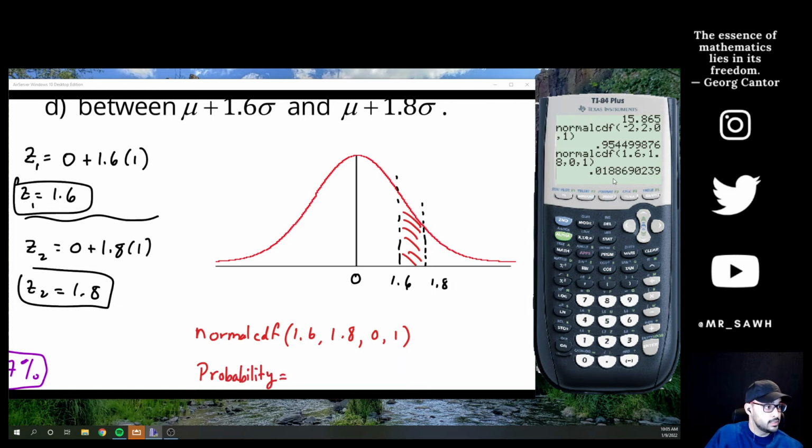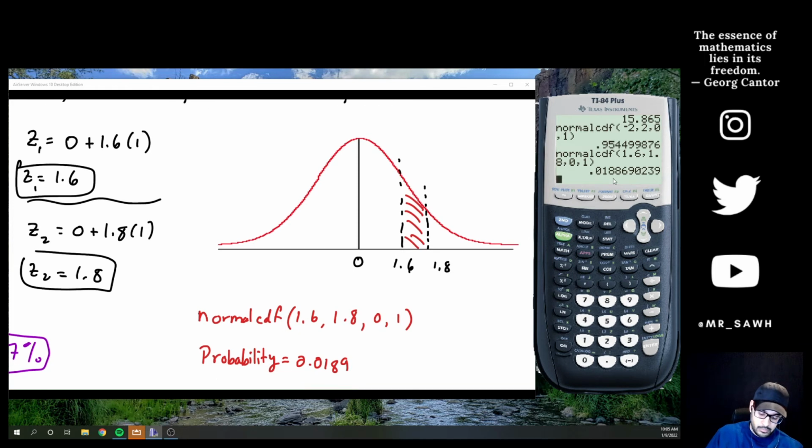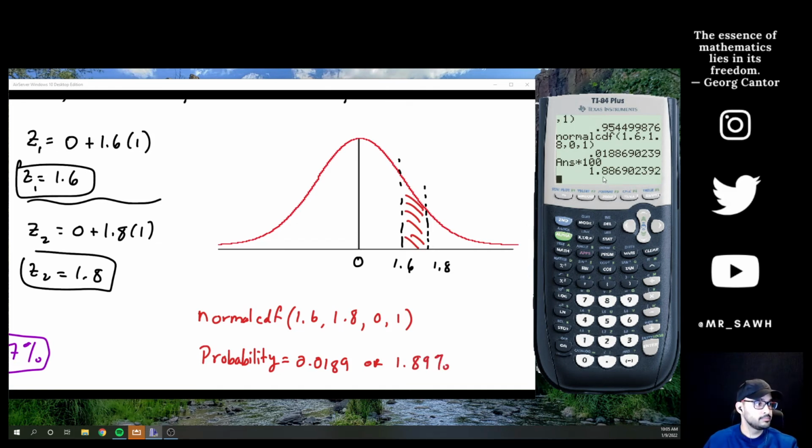So the probability is 0.0189, I guess we'll go with. Or, let's turn that into a percent, so 1.89%. Okay, so really, really small chance that one of our data values picked at random will fall into this specific boundary, right? Which makes sense. It's a really, really small difference between those z-scores.